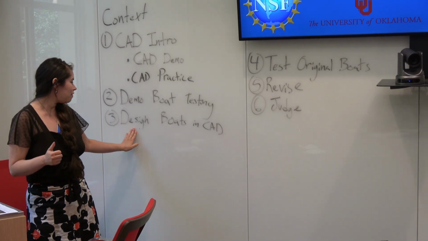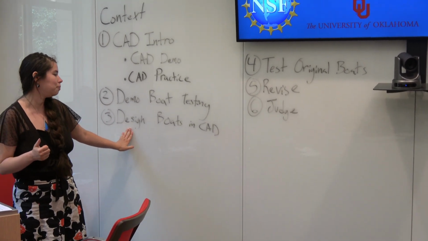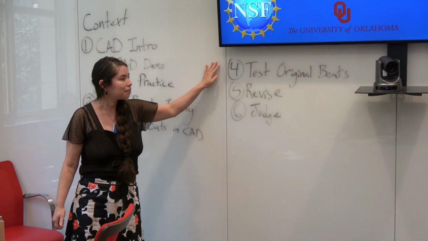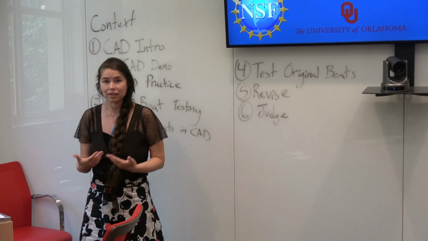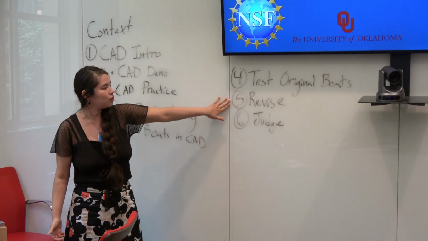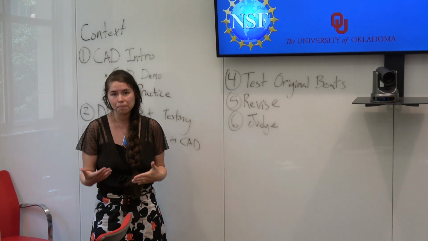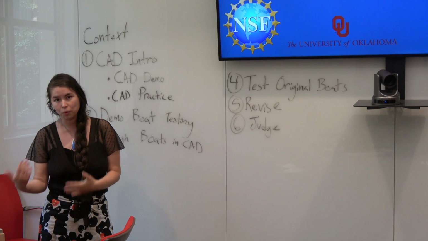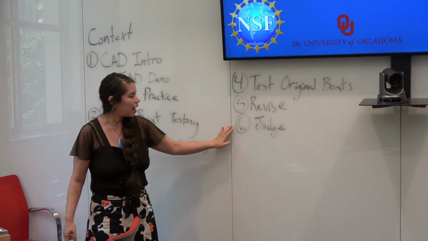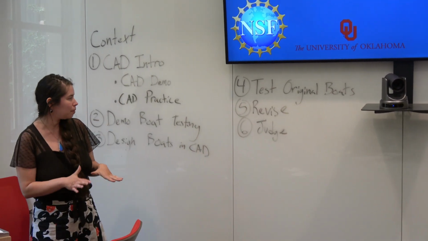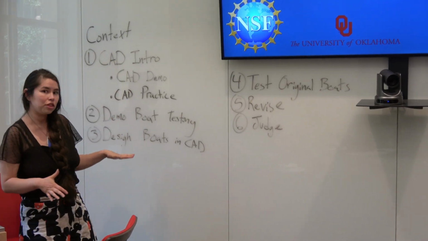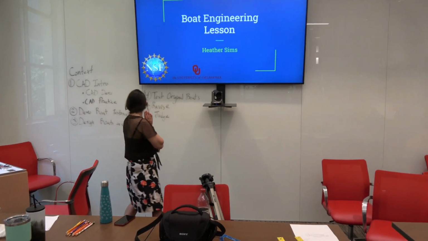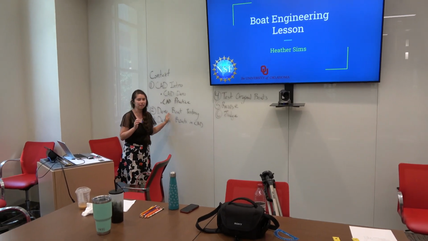Then after they're hopefully all fired up, they're going to design their own boats in Onshape. Then they're going to test their original boats, and then, because engineering is an iterative process, they are going to revise that. There is going to be a formal revision process where they have to tell me what kind of changes they're going to make and why before I do the second print, and then judging. And if it wasn't clear before, all of these boats will be 3D printed. So we are going to jump into this demo boat testing.